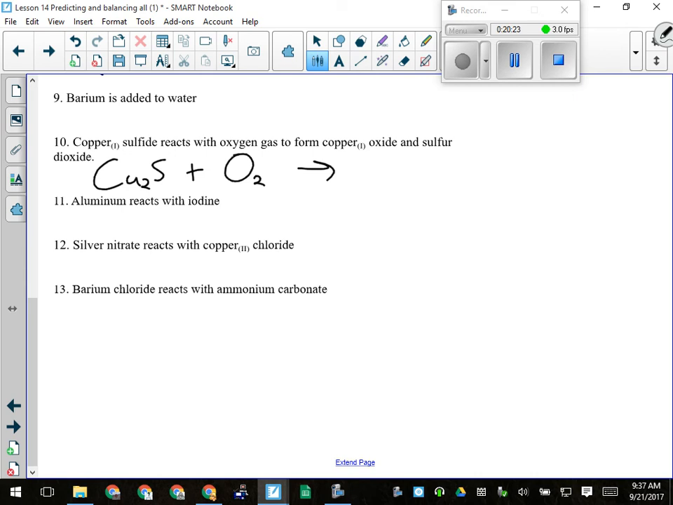Okay, to form copper 1 oxide, which will be Cu2O, because this is a -2 and this is a +1. Okay, and sulfur dioxide, and that's the reason why I gave you the products. There was no way for you to predict that this is what was going to happen in this reaction.